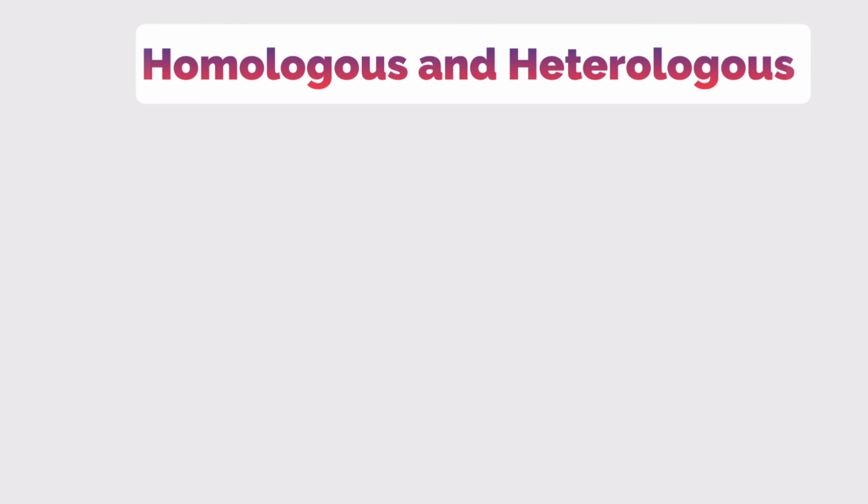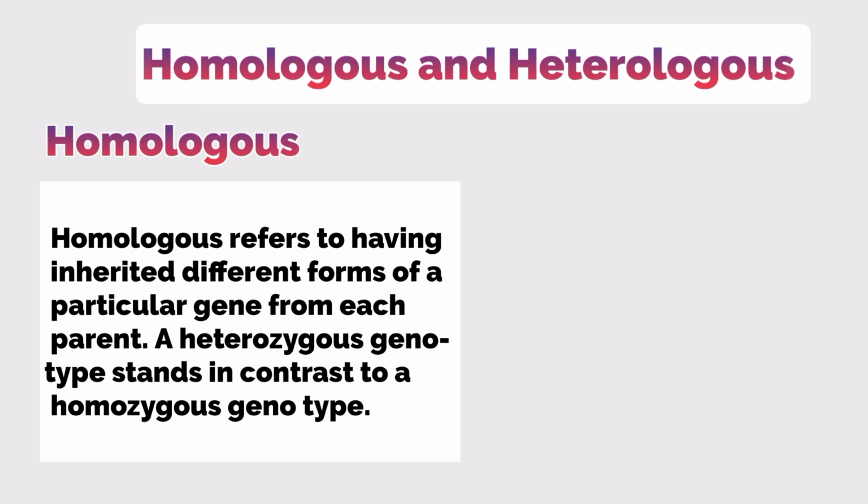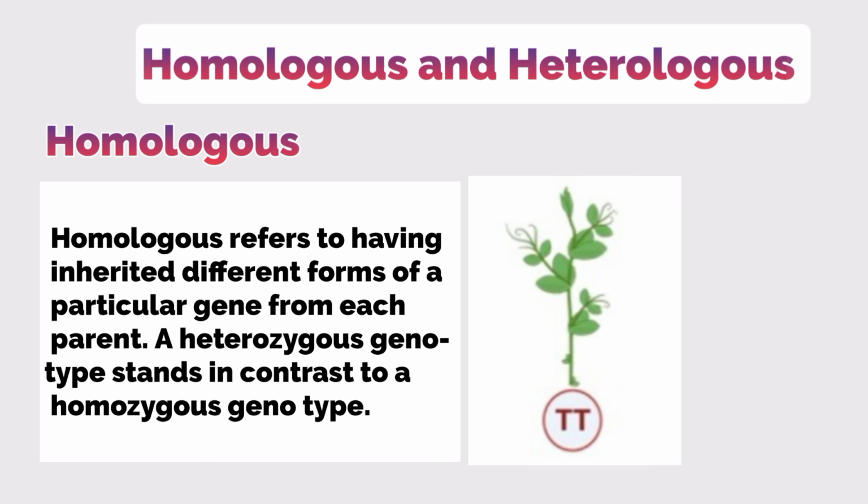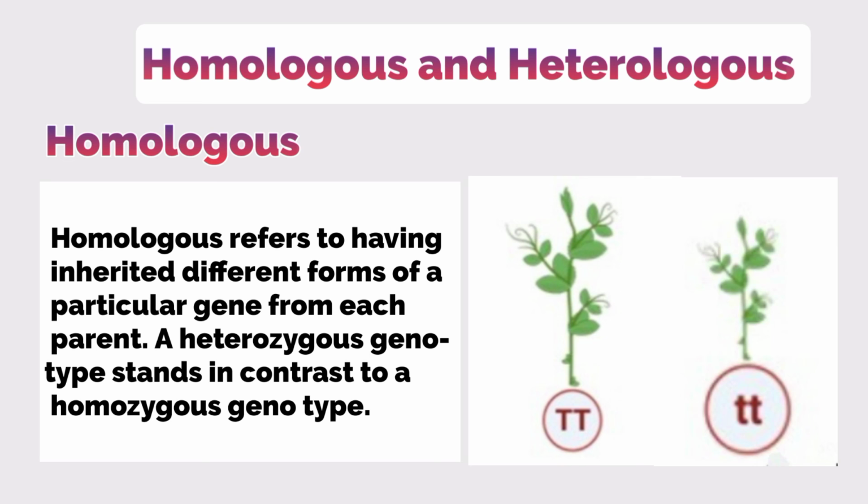Homologous and heterologous. Homologous. Homologous refers to having inherited different forms of a particular gene from each parent. A heterozygous genotype stands in contrast to a homozygous genotype. This figure shows homologous dominant, and this homologous recessive.